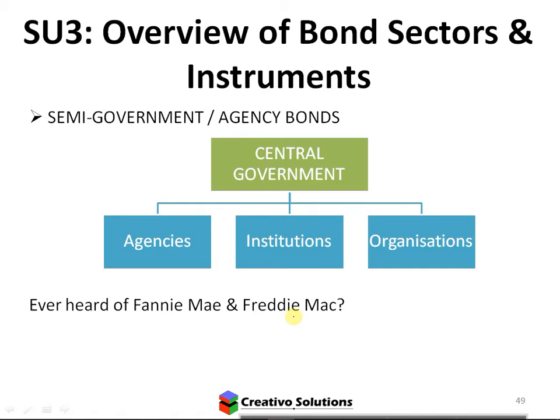So there's the structure that we spoke about earlier, central government. Central government will have lots of other separate components of government. You could have government agencies, government institutions, government organizations. Can they all issue bonds? Yes, they can. Anyone can issue a bond as long as you've got a promise to pay.